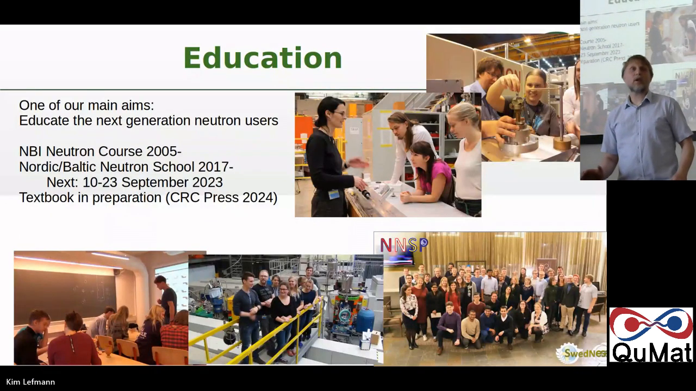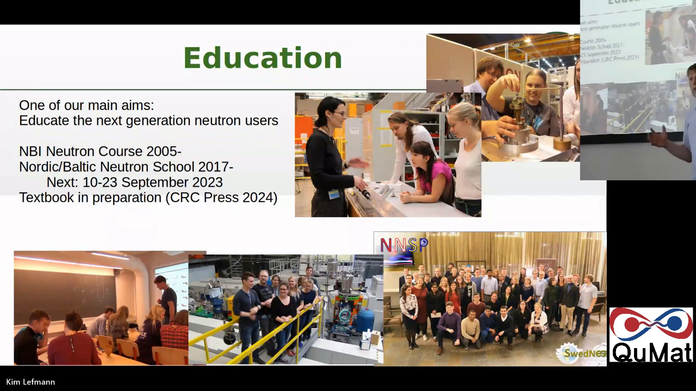One of our main aims is also to educate the next generation of neutron users. We are very much focused on neutrons in our collaboration. We are running a few courses, and one course that could be relevant to students from here is the Nordic Baltic Neutron School that has run since 2017. It's paid by the Nordic Research Council. There is actually such a thing. They don't have a lot of money, but they paid us. The next time we will run it is in September 23. The good thing about this neutron school is that it's free because it's already paid by them. So you only need to pay the flight ticket to Copenhagen, and then the train to Lund.